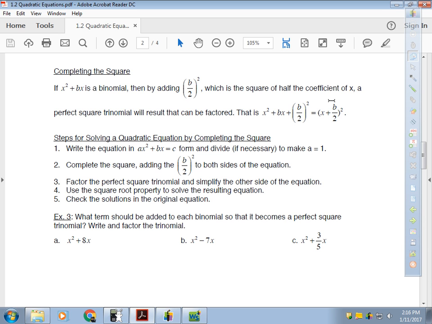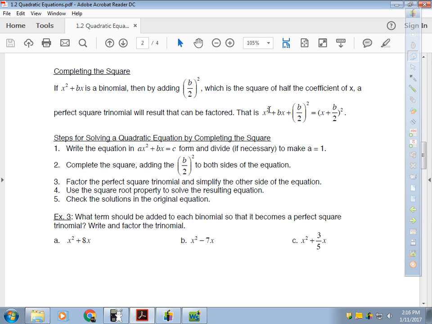Okay. So with this method, what we're going to be looking at is how we can turn an equation that is not a perfect square trinomial, something that really factors easily, into something that is a perfect square trinomial and will factor really easily. So, if you have a binomial that's just x squared plus bx, then by adding the term (b divided by 2) squared, which is the square of half of the coefficient of x, it will give you a perfect square trinomial.